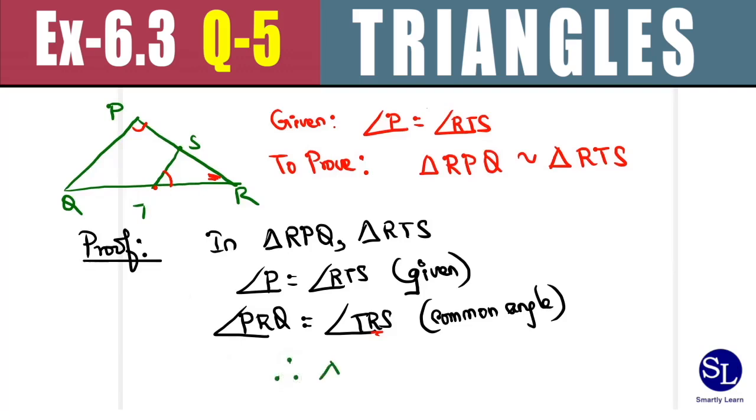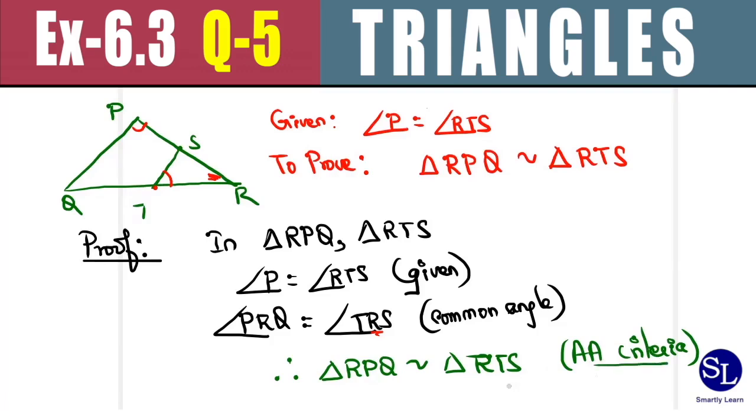Therefore, triangle RPQ is similar to triangle RTS using AA criteria. We need only two angles to be equal to say that the two triangles are similar. So AA criteria, so this means this is true for us. This is one of the shortest and easiest proofs in this exercise.